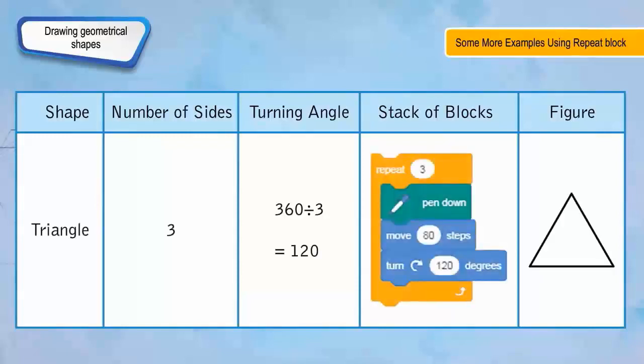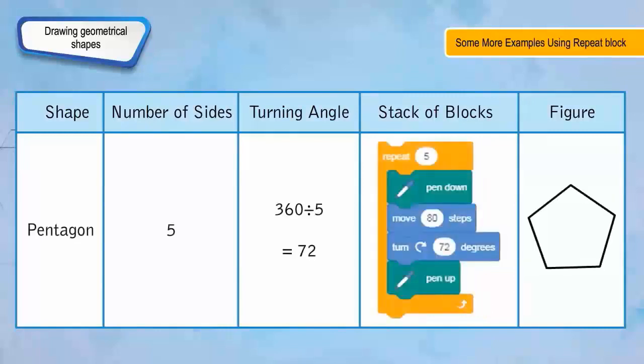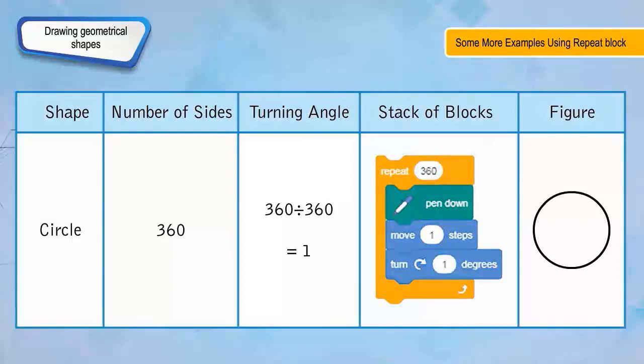Figure, triangle: 360 divided by 3 is equal to 120. Square: 360 divided by 4 is equal to 90. Pentagon: 360 divided by 5 is equal to 72. Circle: 360 divided by 360 is equal to 1.